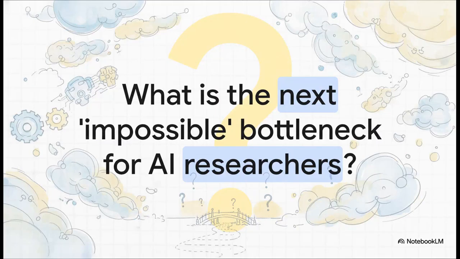So that's our tour of the modern AI toolkit. Every single one of these innovations solved a problem that, at one point, seemed nearly impossible. Which, of course, leaves us with a final question. What is the next impossible bottleneck? What's the fundamental limit that researchers are trying to smash through right now? Because that's where the next wave of breakthroughs is going to come from.